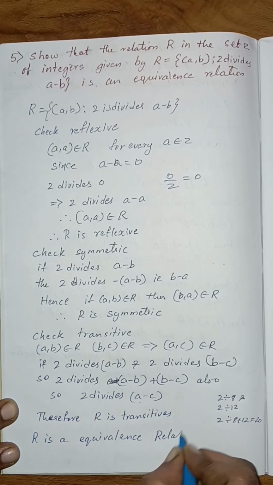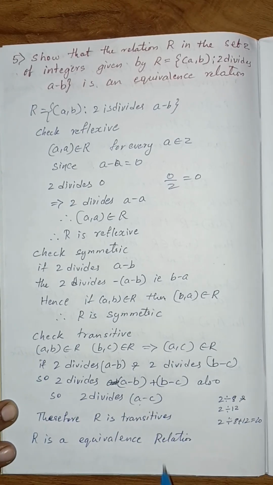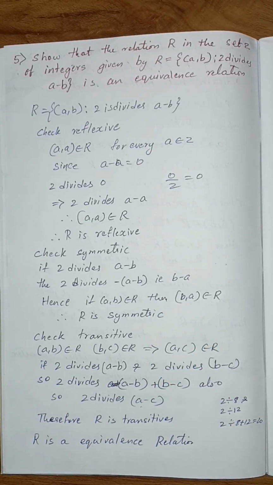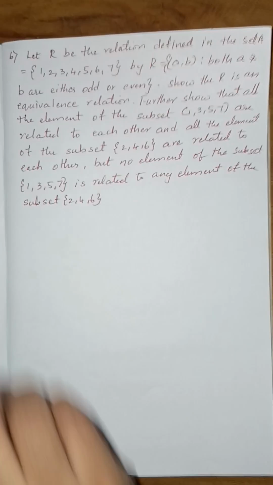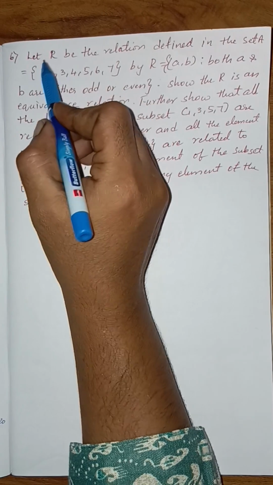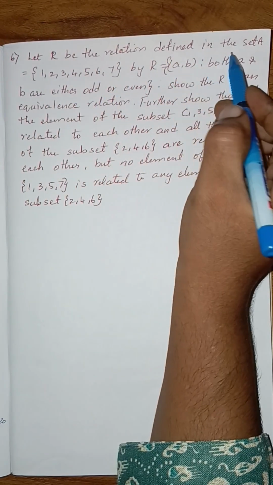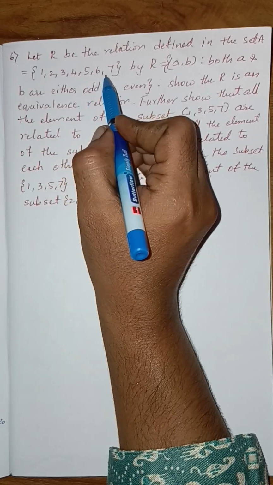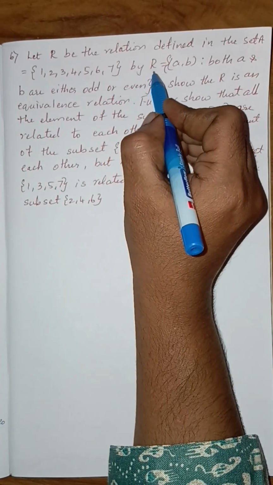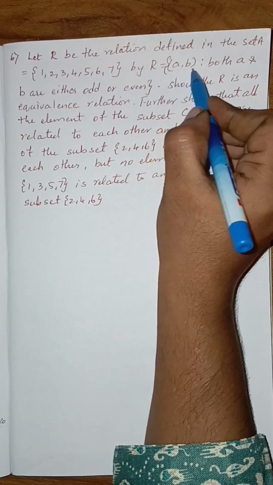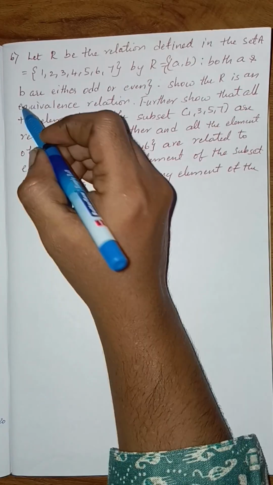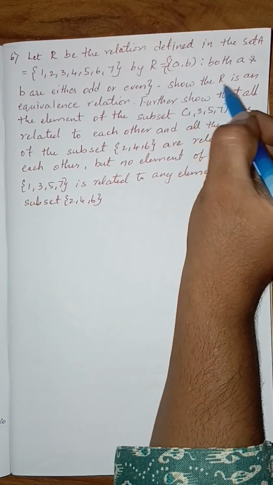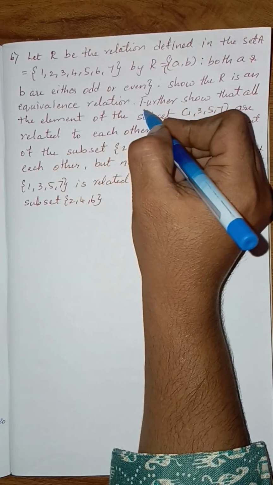So we have proved that the relation R is an equivalence relation because it satisfies the reflexive, symmetric and transitive conditions. So example number 6: let R be the relation defined in a set A = {1, 2, 3, 4, 5, 6, 7} by relation R = {(a, b): both a and b are either odd or even}. Show that R is an equivalence relation.